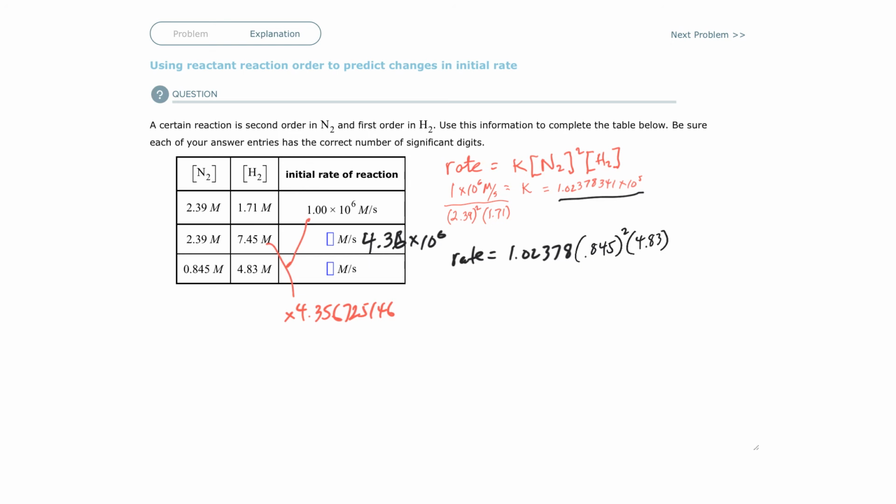When I do the math, the rate is going to be equal to 3.530763565 times 10 to the 5. All right. I want to do it to 3 significant digits. So it's going to be 3.53 times 10 to the 5. And that's what this is. 3.53 times 10 to the 5th molar per second. Okay. Not hard, I think.